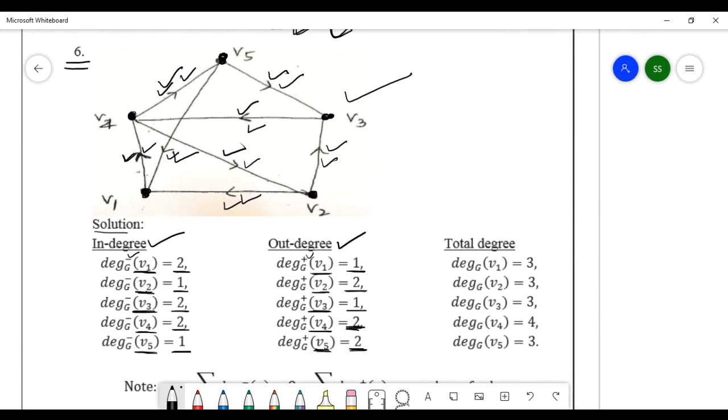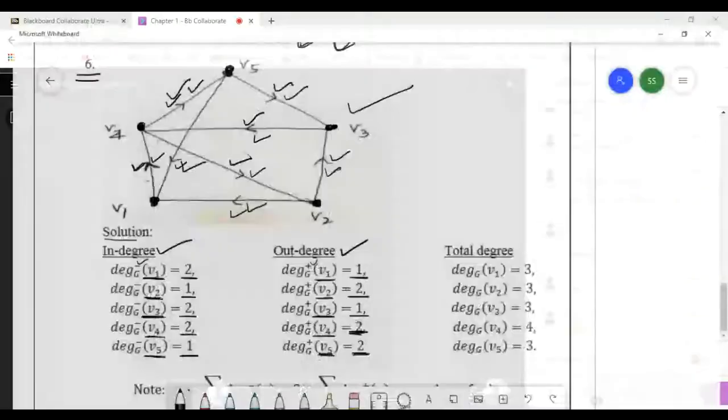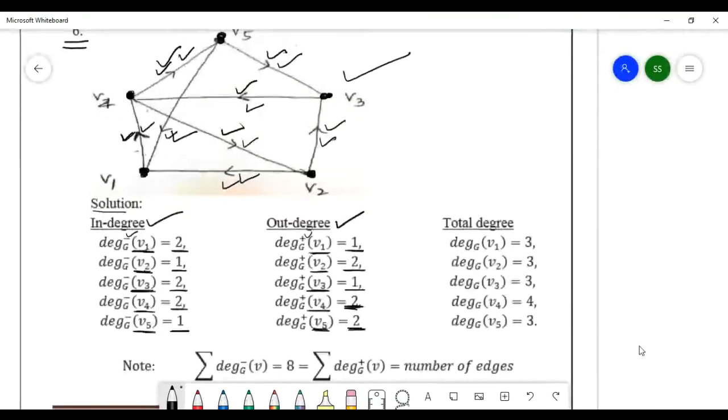If you want to see the degree of any vertex, in degree you have to see how many edges are coming towards that vertex, that is in, and how many edges are going from the vertex, that is out. Coming means in and going means out. You have to remember this. Right? Now come over here.